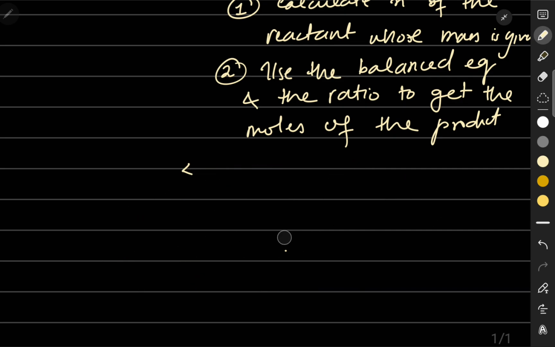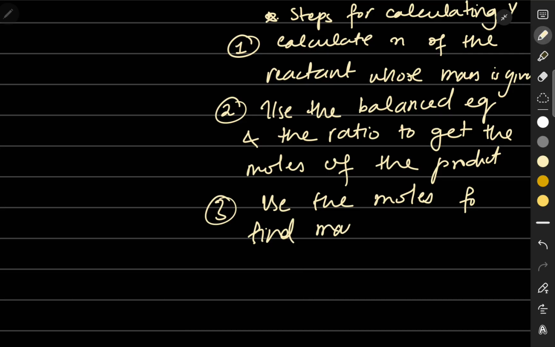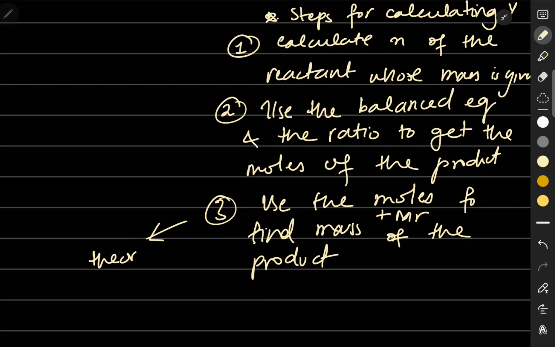All right, so that's your second step. The third step is going to be to use the moles and the molecular mass of the product to find the mass of the product. Okay, that's interesting. So you use the moles plus the MR to find the mass of the product. The mass tells you the yield. Your mass, which you're going to find using this, is going to be your theoretical yield.